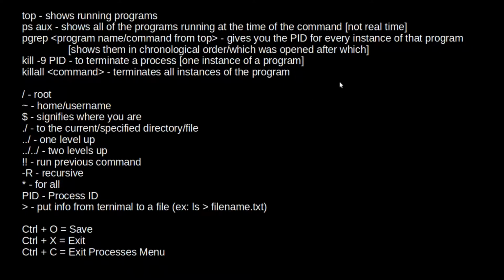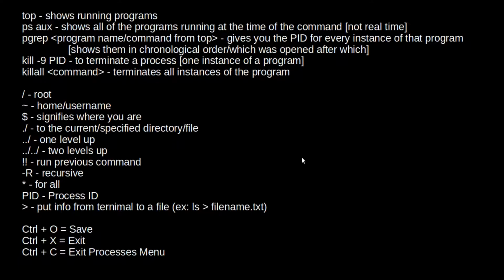ps aux shows all of the programs running at the time of the command, not in real time. So yeah, it is exactly what it says. If you type this command and then let's say you close a program or you open a program, it won't be reflected in the terminal, it won't be updated. So it's just showing all the running programs at that instance, whereas top is real time.